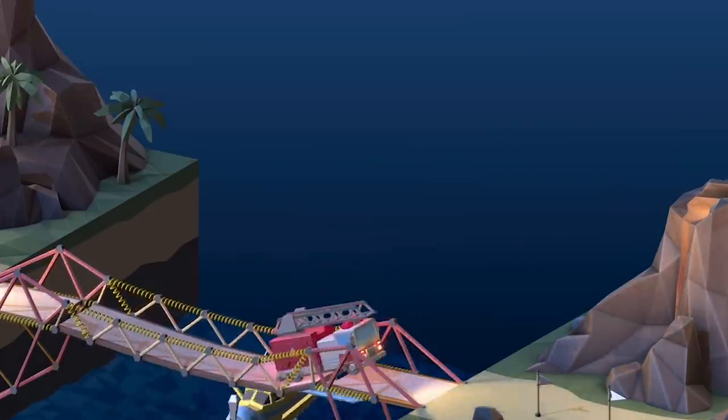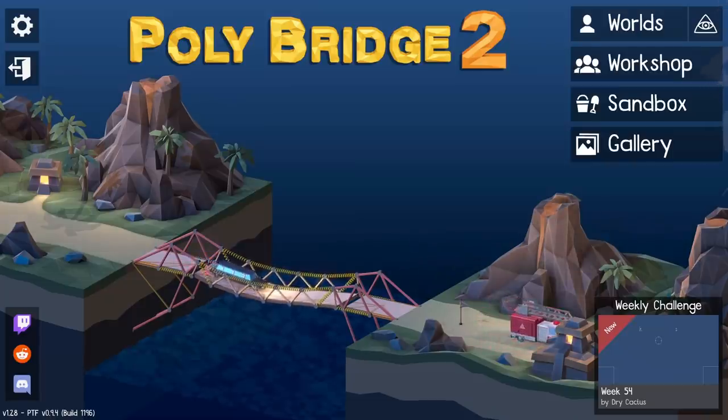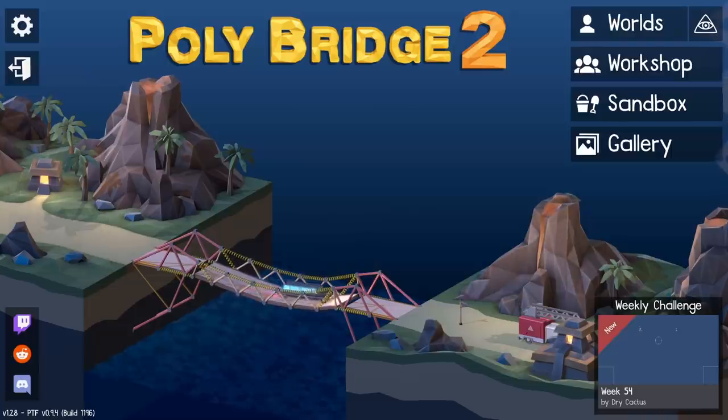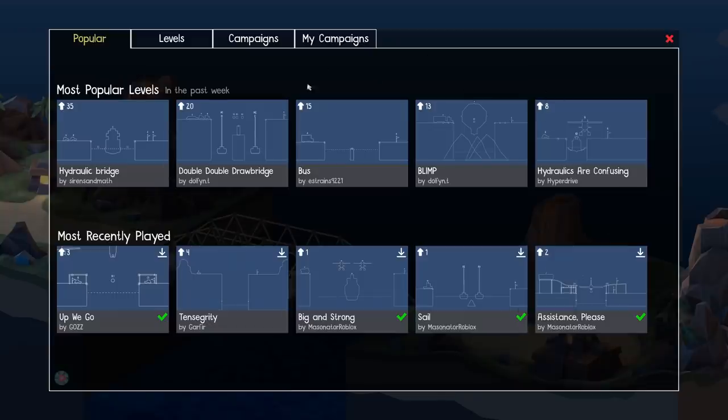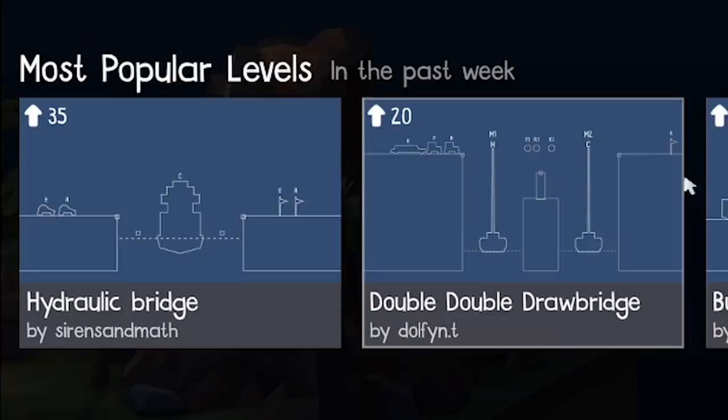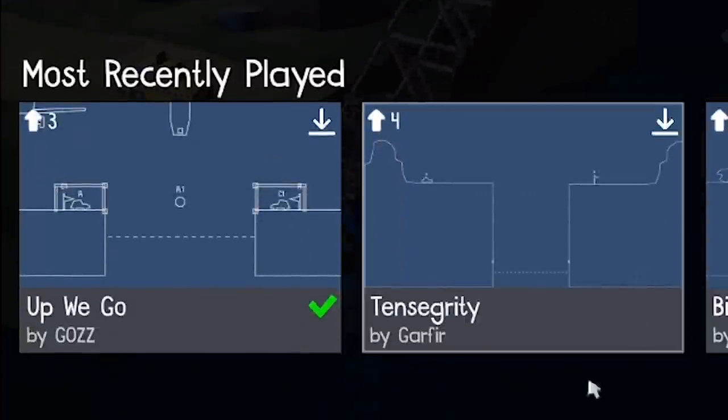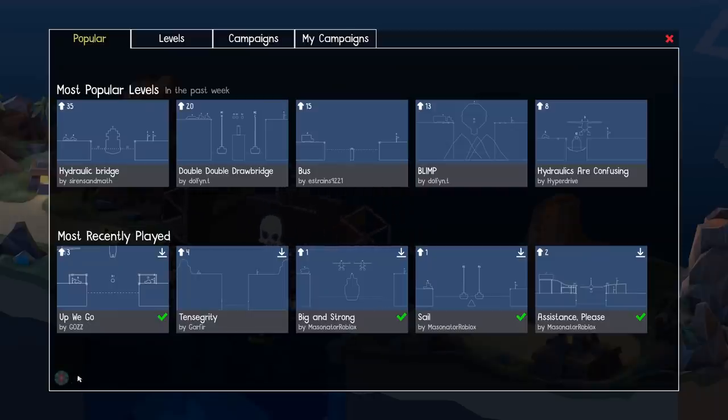Anyway, the reason I'm back in Polybridge is a little birdie told me there's a whole secret game in this game. It's sort of an Easter egg that the devs put in that I did not know existed. But if you head into workshop, this is the normal sort of workshop thing. It's got popular levels, it's got the most recently played, but down here, can you see there's a little flower? And when you mouse over that, can you see it lights up?